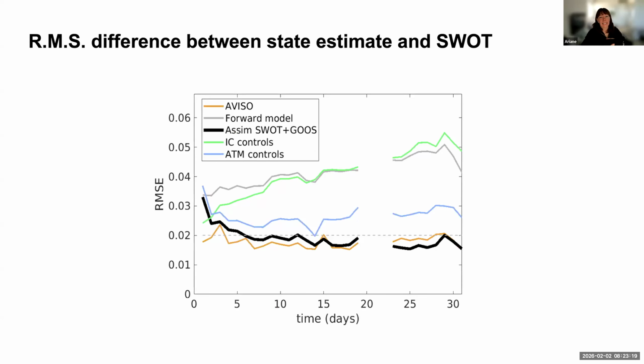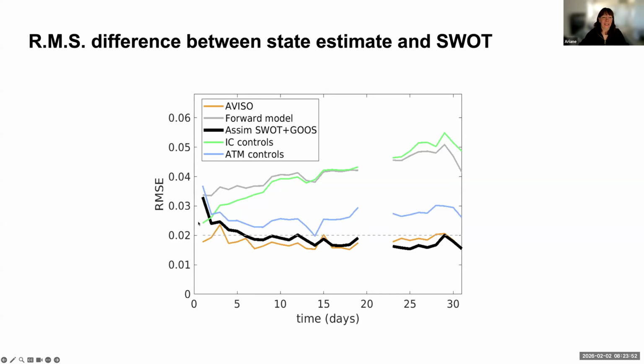And so this is the same plot, but I've added two curves. These are runs that withhold some of the controls. I did a run where I used the optimized initial conditions, and that's the green curve, just forgetting about the atmosphere state controls. And one where I did the opposite. I turned off the initial condition controls and only used the atmospheric controls, and that's the blue curve.